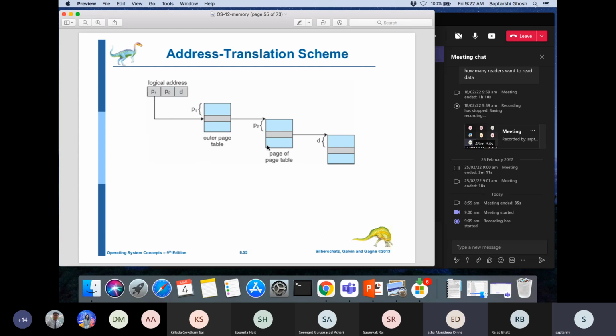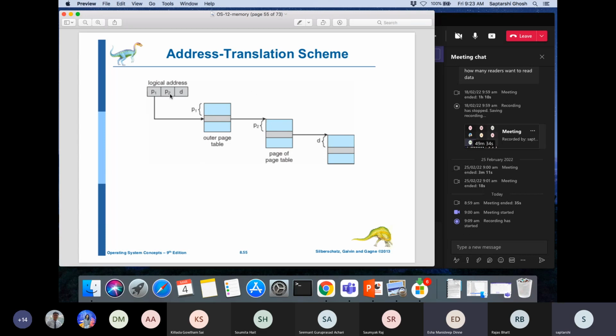Remember the picture two slides back. Now we have two page tables. The actual page table is in the middle. This is a particular page in the page table, and we have an outer page table. The logical address is now divided into three parts, P1, P2, and D. P1 is an index into the outer page table. From this outer page table, we will get the starting address of a particular page of the page table. From this entry of the outer page table, which is indexed by P1, we will get the starting address of a page of the main page table.